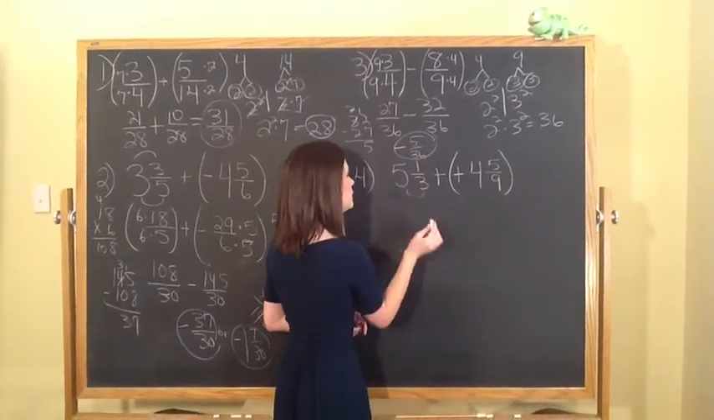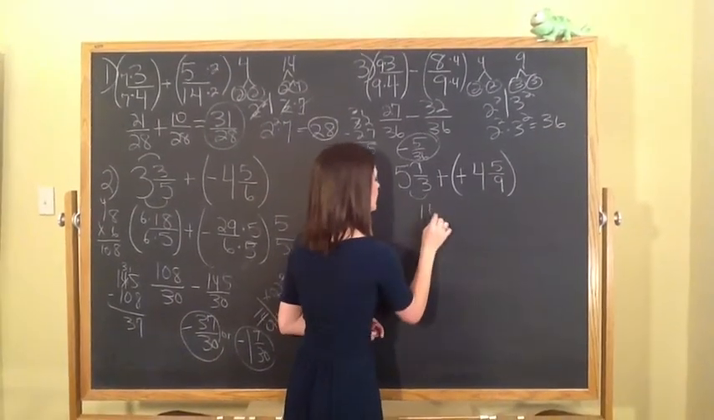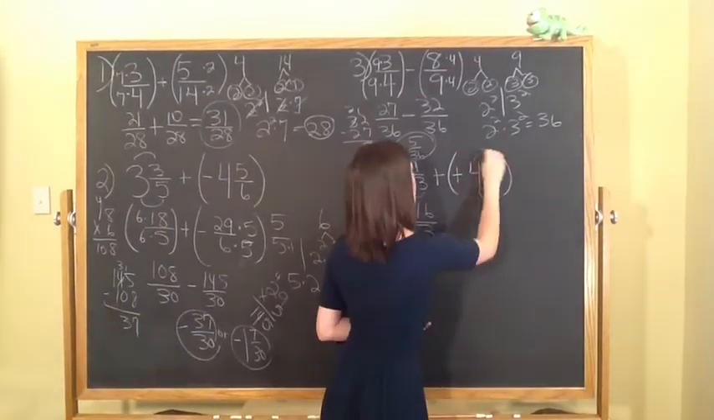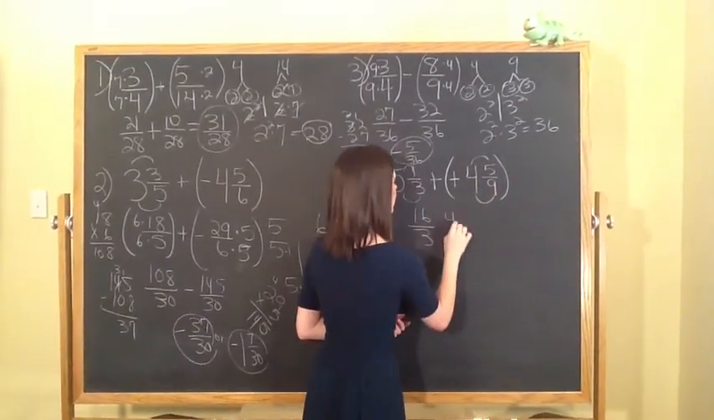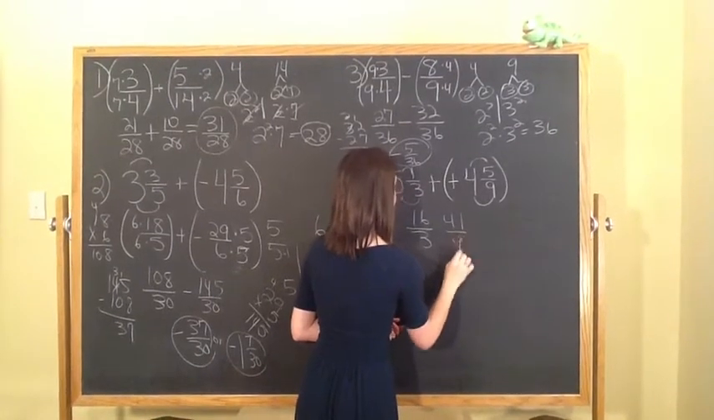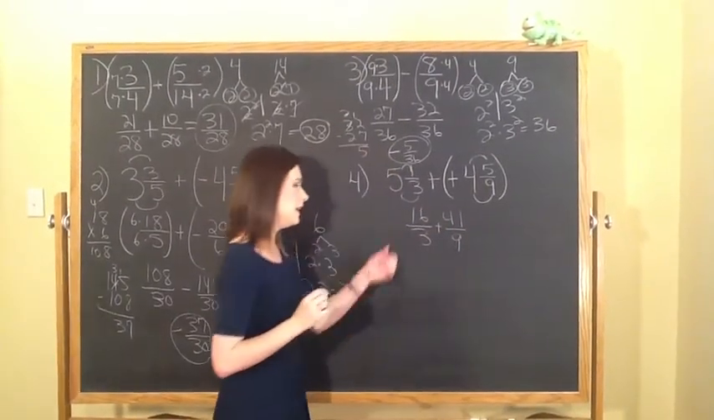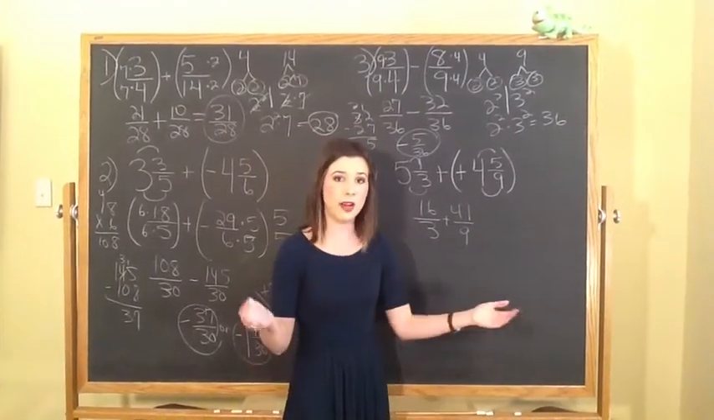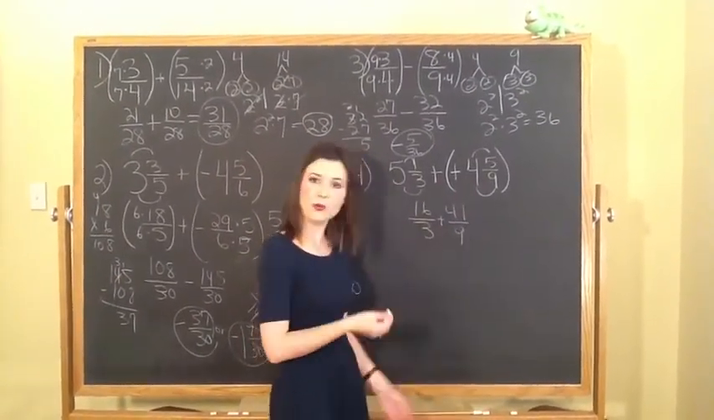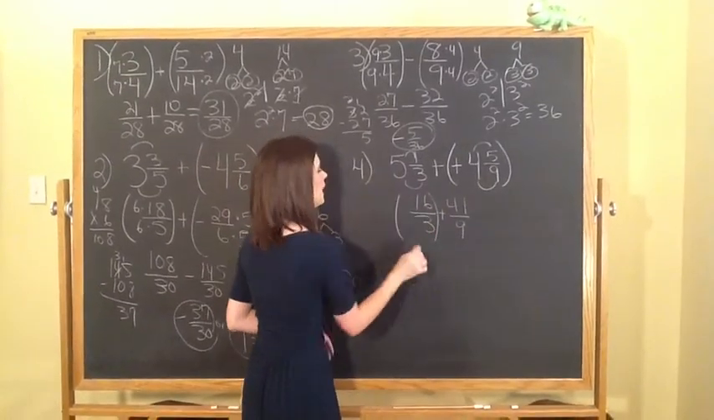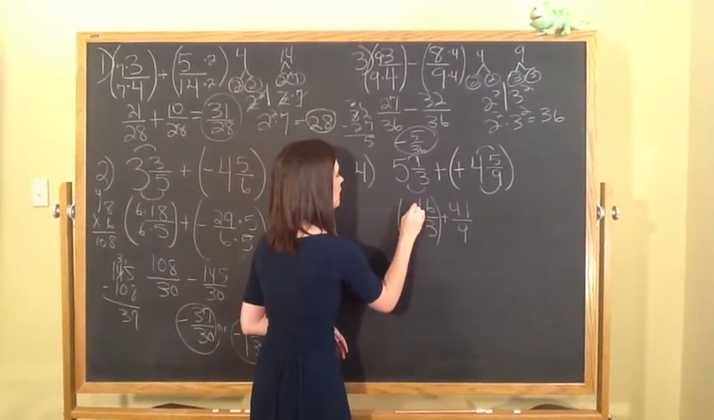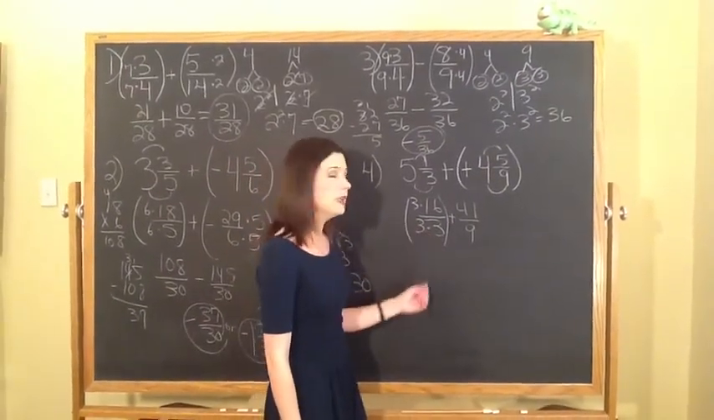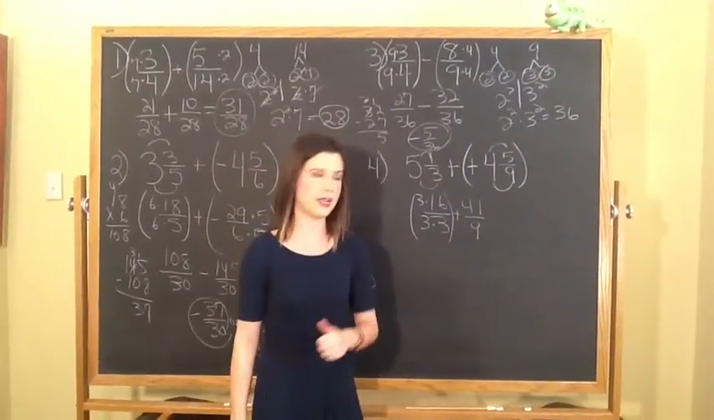3 times 5 gives you 15, plus 1, which gives you 16 over 3. And then 9 times 4 gives you 36, plus 5 gives you 41 over 9. So we're adding. Now let's go ahead and get our denominators the same right away. I see that 3 goes into 9, so I don't have to do anything to this fraction, which is kind of cool, a little bit less for us to do. So let's go ahead and change it. Let's multiply by 3, multiply by 3. The reason why I chose to multiply by 3 is because 3 times 3 is going to give me 9, which is going to give our denominators the same, which is awesome.